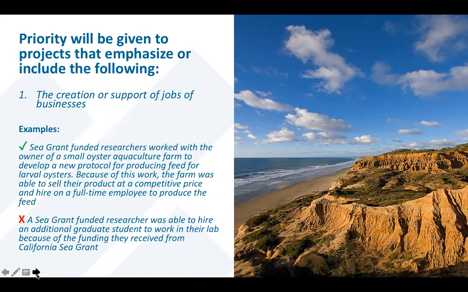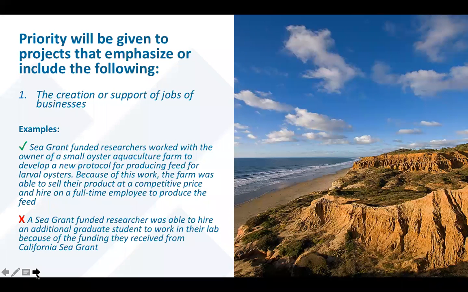So just to give a couple examples, an example of where this would be successfully counted is a Sea Grant funded researcher worked with the owner of a small oyster aquaculture farm to develop a new protocol for producing feed for larval oysters. Because of this work, the farm was able to sell their product at a competitive price and hire on a full-time employee to produce the feed. So this is an example of a job that was specifically created because of work that a Sea Grant funded researcher did. And without that work, they would not have been able to hire that employee.